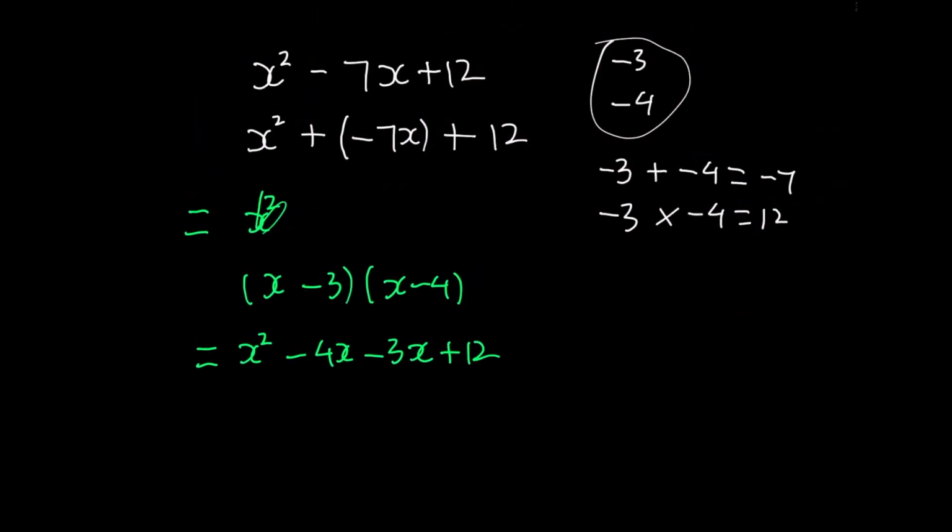Now let's move on to our third question, which is slightly different again. Here we must factorize x squared minus 4. So we only have two terms, and we see that a is equal to 1, the x squared term. We have no b term, so this means that b is actually 0, and c is negative 4.